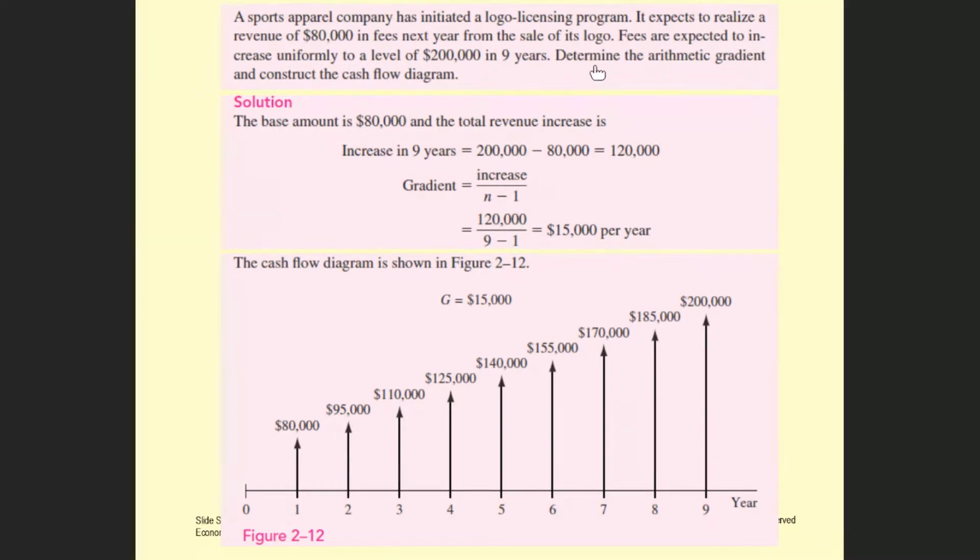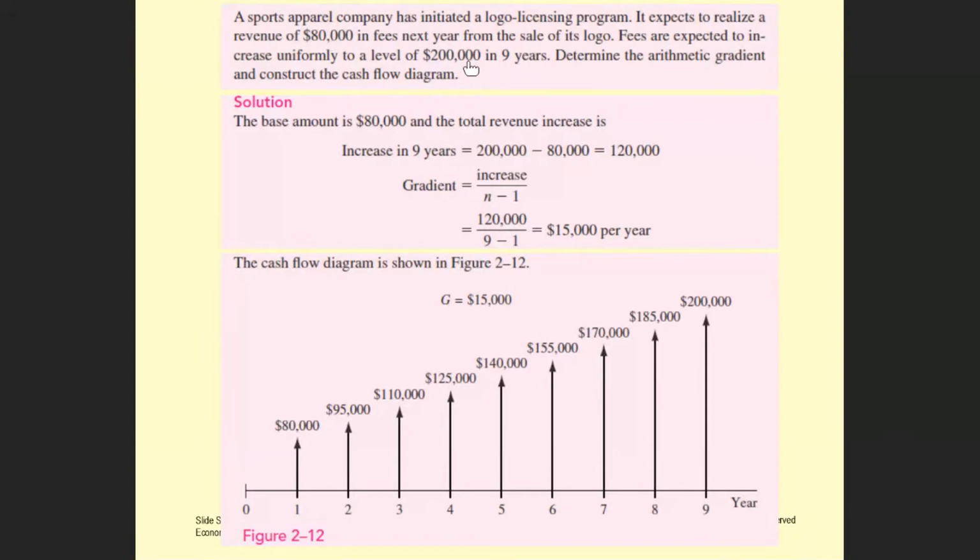Okay? Determine the arithmetic gradient and construct the cash flow. The fees are expected to increase uniformly to a level of 200,000 in 9 years, and we have revenue in the next year of 80,000. What you do is subtract the fees, the amounts that will occur in the coming 9 years, from the revenue you will get next year. When I subtract this from that, what am I trying to find?